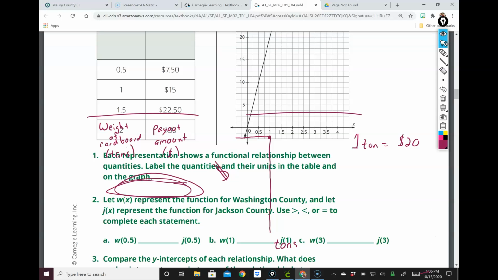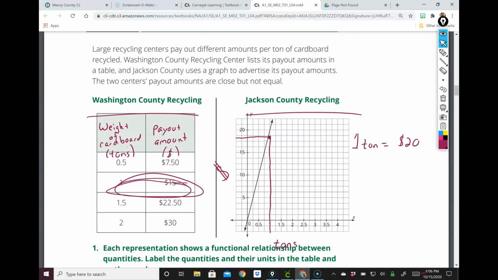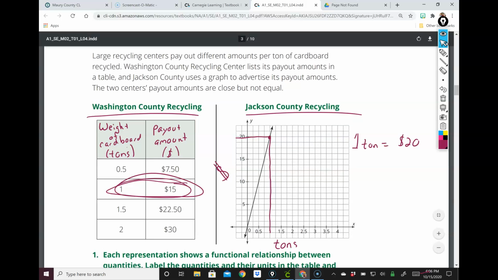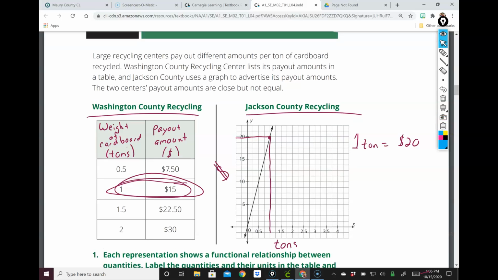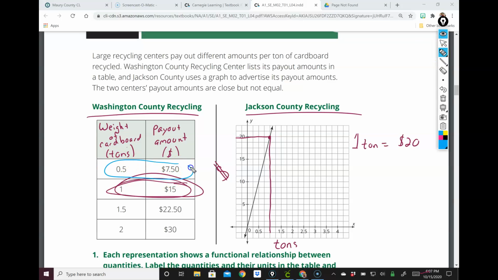So I'm going to leave my writing on here because I'm going to be going back and forth here. So for half a ton for Washington County, let's go back up here and let it line up. So for half a ton, it's $7.50. For half a ton for Jackson County, it's $10.